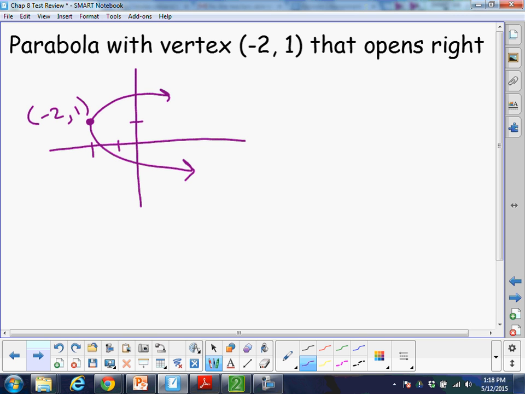Okay, so I know it's going to be x equals something because it's opening sideways. I know the a value needs to be a positive number. Any positive number gets you opening to the right. So you guys can pick the a value.